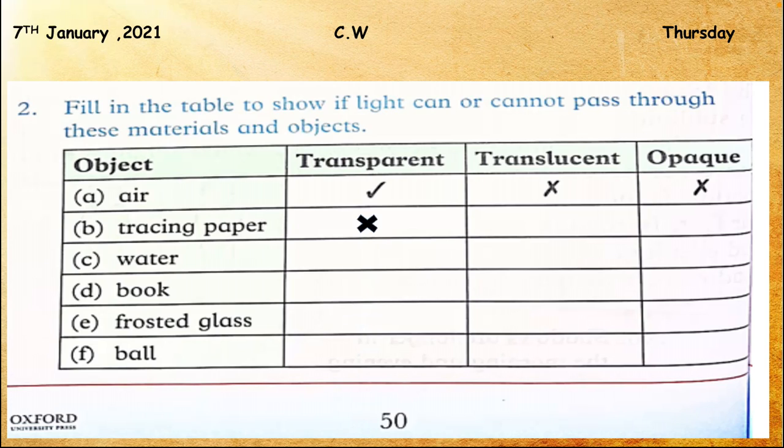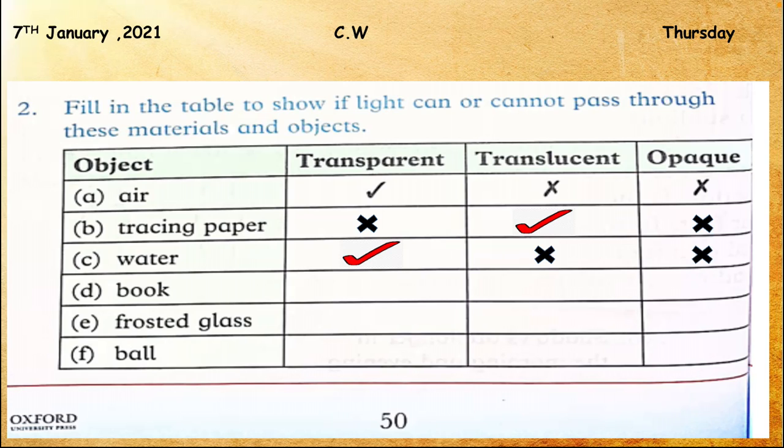Now the second option is tracing paper. With the tracing paper, can you see clearly? Is the tracing paper transparent? No, we cannot see things clearly. So this is not transparent. Through tracing paper, we can see things partially. Things we can see partially are known as translucent. So yes, the tracing paper is translucent. It is not opaque.